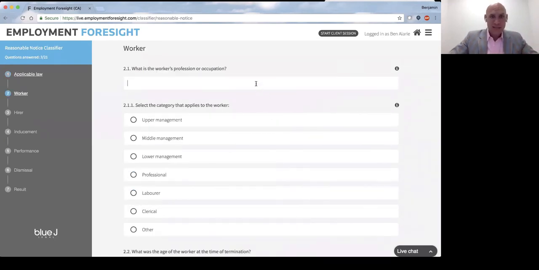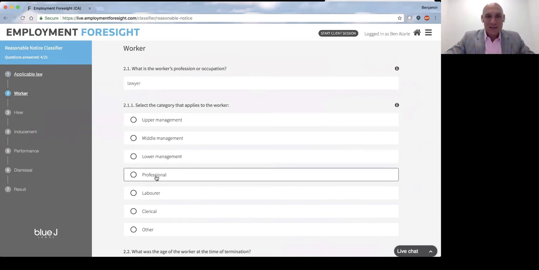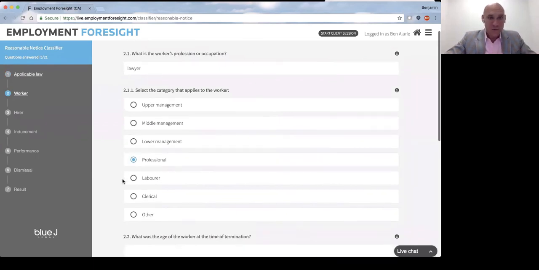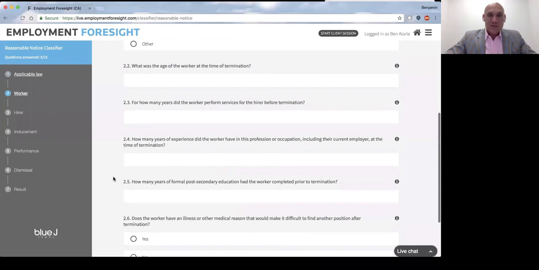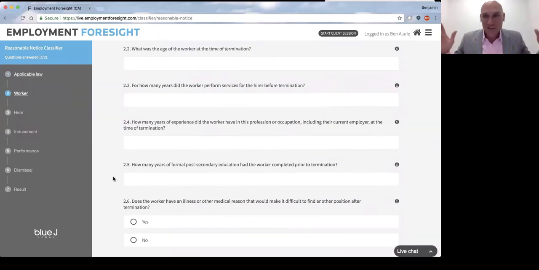It's going to continue asking us some questions, and you'll see on the menu bar, we've moved down to worker. So what is the worker's profession or occupation? Well, she's a lawyer. That's pretty easy. And a lawyer is a professional. In her role, she's really performing legal services for Big Bank, so she's a professional. What was the age of the worker at the time of termination? Okay, so I'm going to test your recollection here. Quickly think of it in your mind. 45. If you guessed 45, you're right. If you recalled 45, you're right.